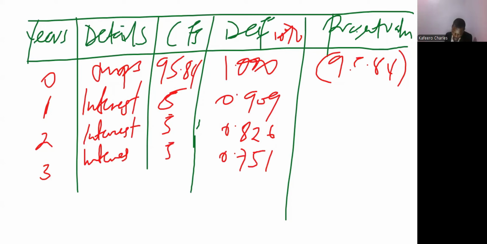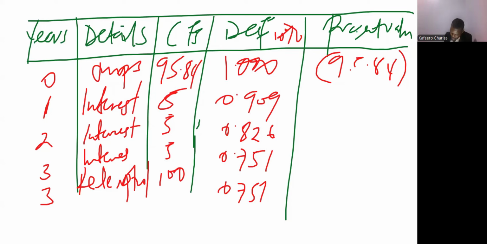0.751. Then in the third year, we are redemption of 100, which is the same 0.751. So we multiply the cash flow times, so this one is going to be 75.1. So 5 times 0.71. This is going to give you 3.755, or we can take 6.